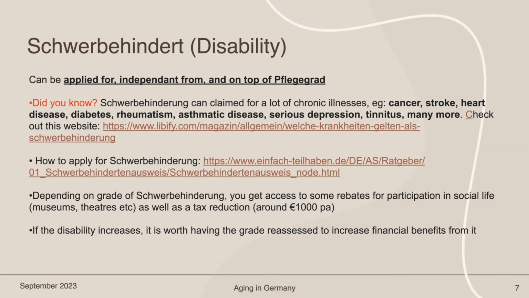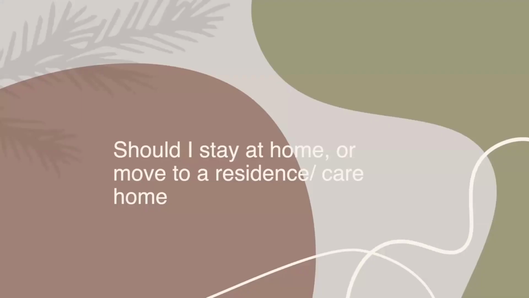Okay, then we go to the next question. Having looked at this Pflegegrad and the disability, you ask yourself, okay, having assessed, well, how much is my need for care? What do I get if I get a care level, a Pflegegrad, if I get a Schwerbehinderung level? Having assessed all that and the level of care available to me, should I move to a residence or a care home, or should I stay at home? That big question. Okay, staying at home.